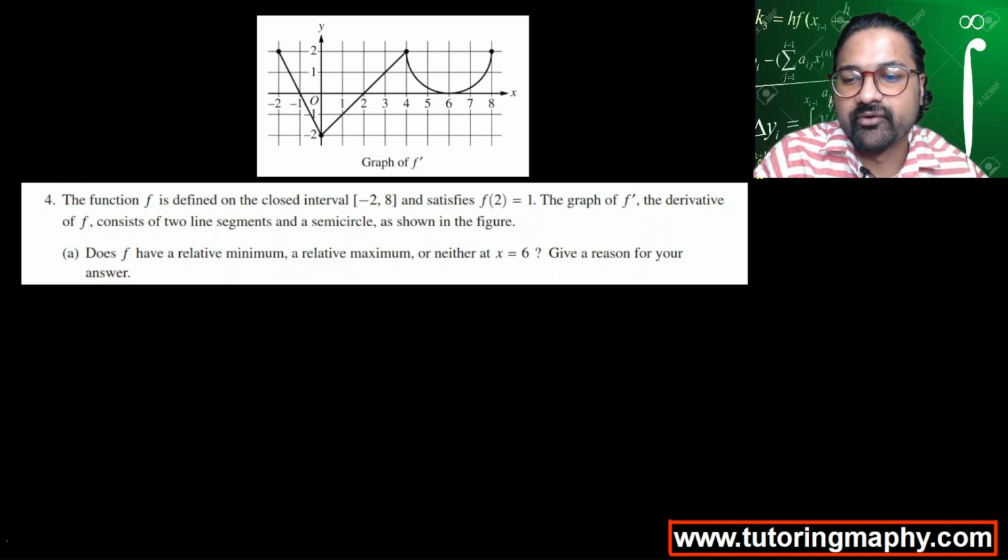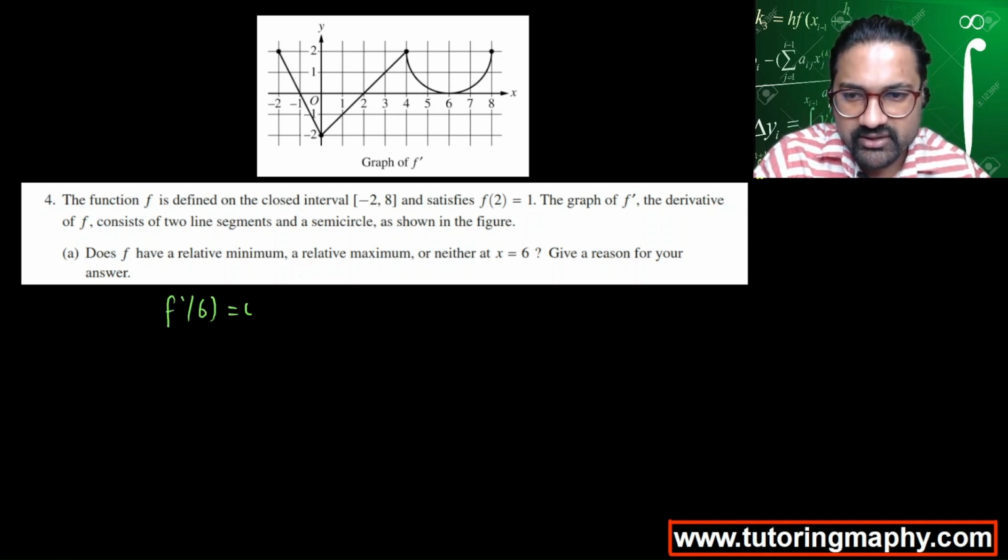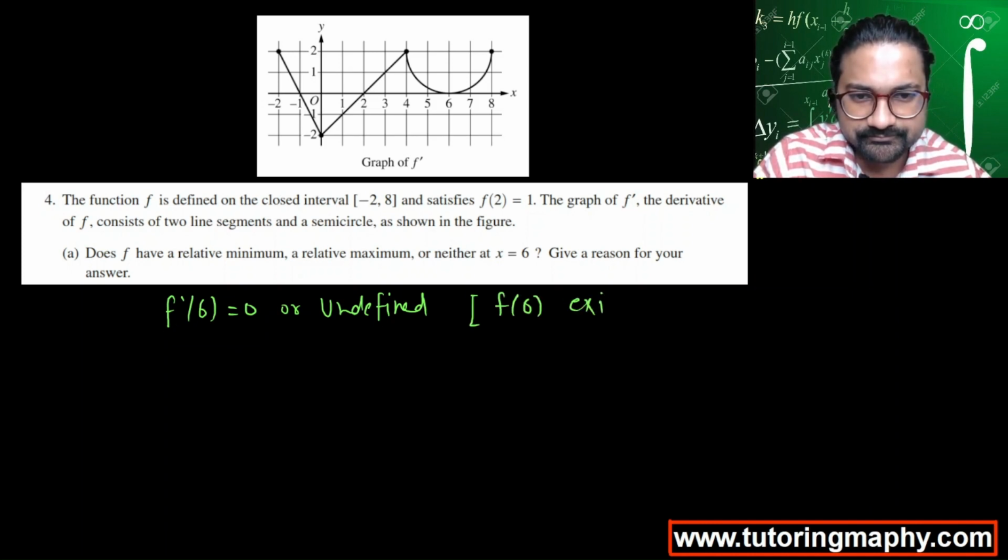Let's ask ourselves, before even looking at the graph, when can a function have a relative minimum or maximum? When f prime of 6 is 0 or undefined. In other words, when x equal to 6 is a critical point, given that f of 6 exists. And very important, f prime of x must change its sign.